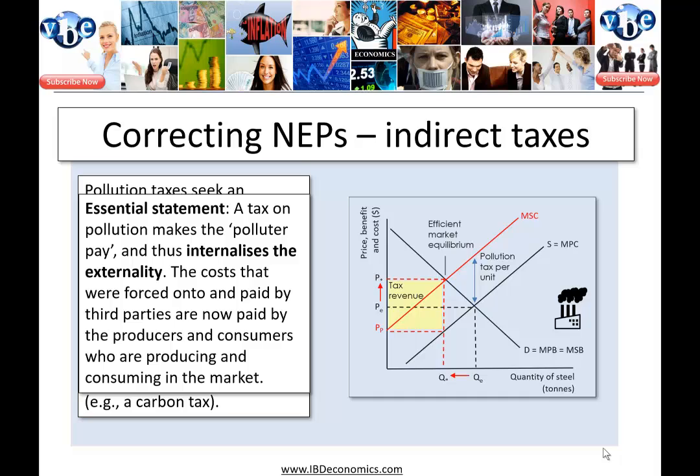An essential statement to get across to your examiners: a tax on pollution makes the polluter pay, and this internalizes the externality. Internalizes the externality. Examiners love that phrase. The costs that were forced onto and paid by third parties are now paid by the producers and consumers who are producing and consuming in that market.